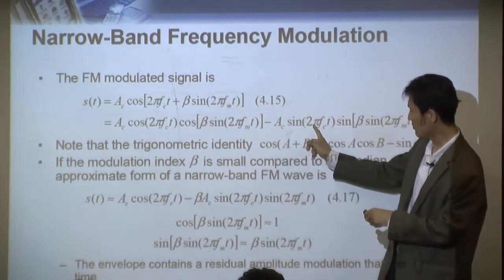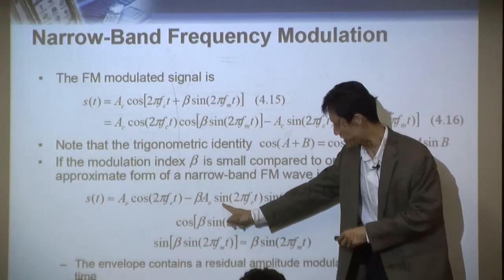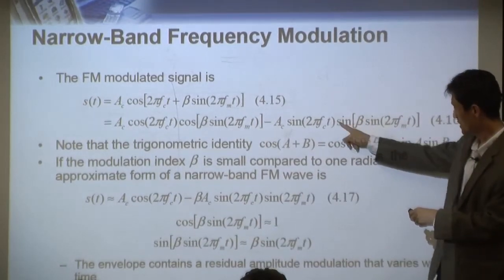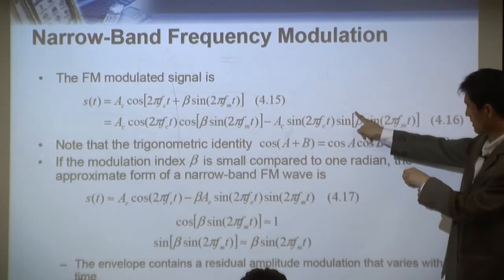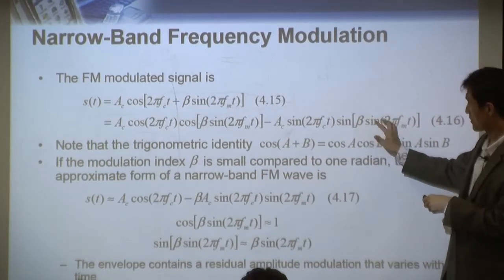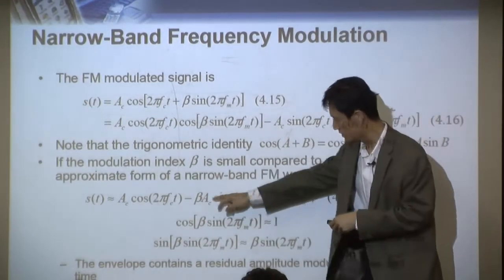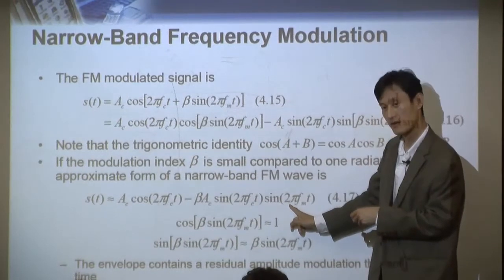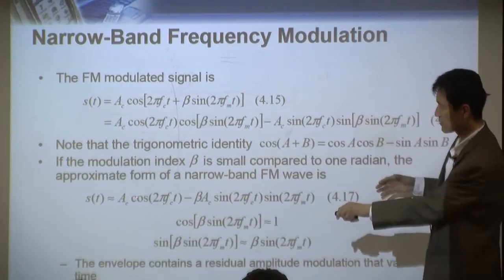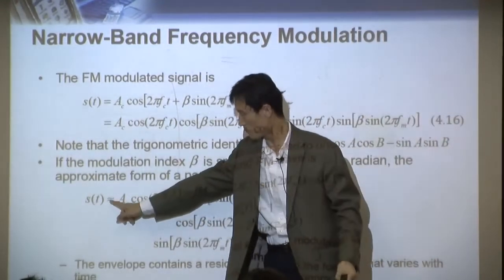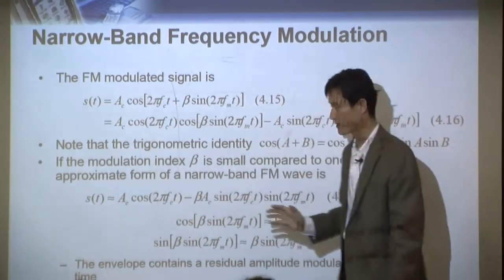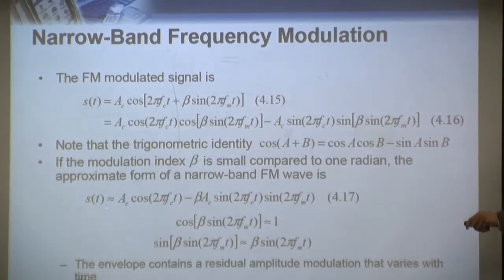Because AC sine 2 pi fct is still here. And the later one, this whole thing, this sine and beta sine, is approximated as beta sine. So beta goes out to the front, and sine is here. So this second line is simply approximated into that line. Now you can see the approximation here, right? Not exact, but a very common assumption. So that's what we get.